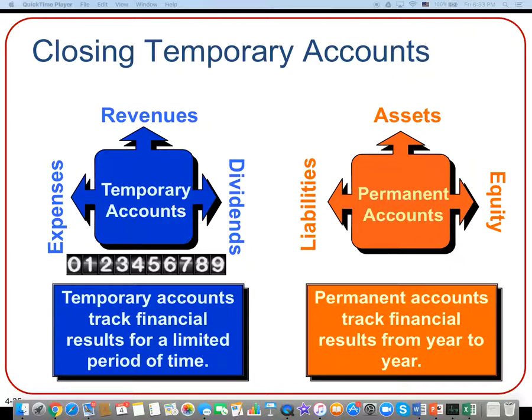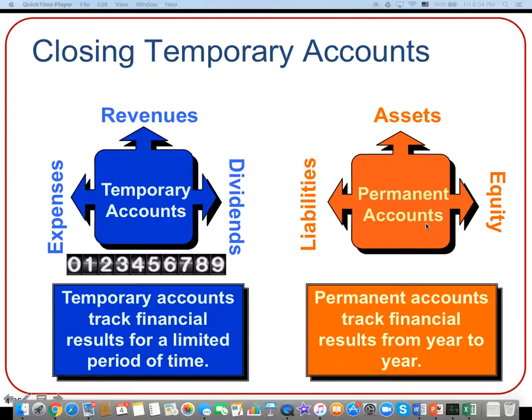But your balance sheet accounts are permanent accounts. So permanent accounts track from year to year. Remember, in the balance sheet, we always use "as of" a date, right? In the revenue account, we always use the accounting period, normally ending at September 30th. So your balance sheet accounts are permanent because they carry the balance from year to year.